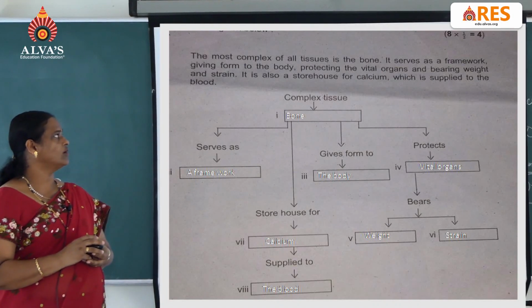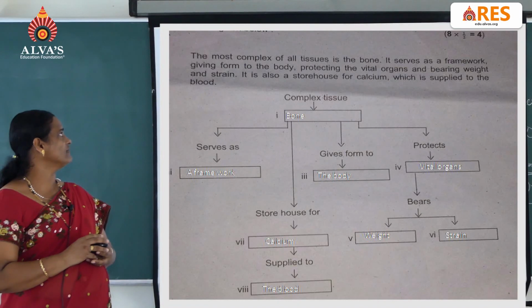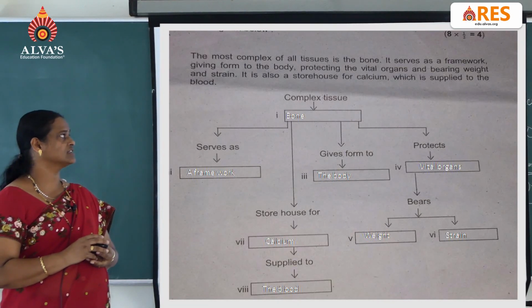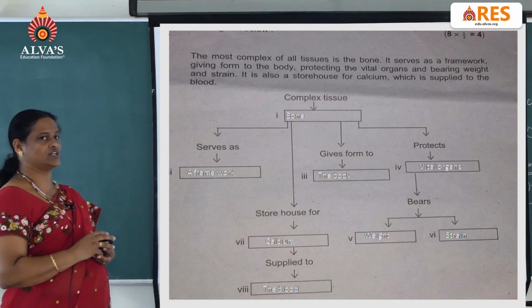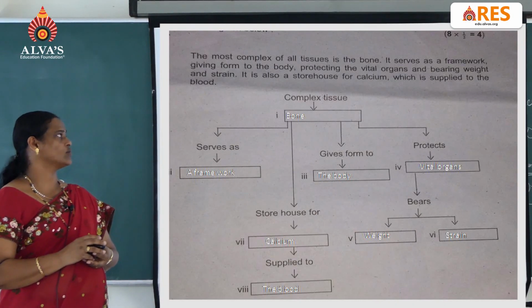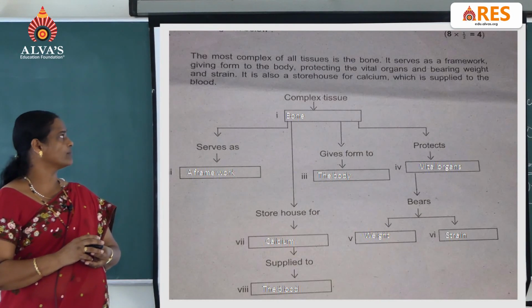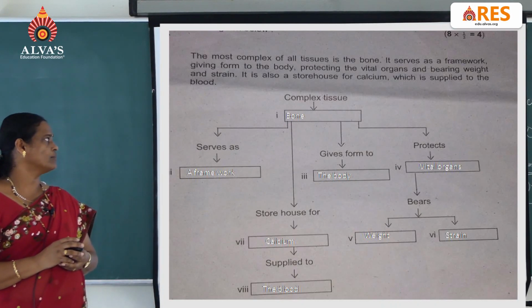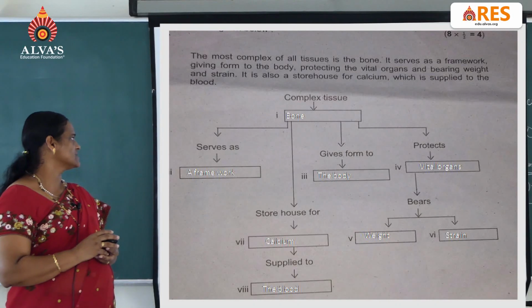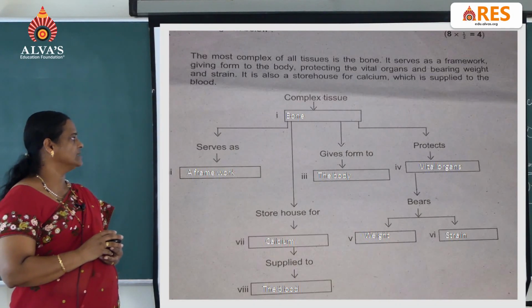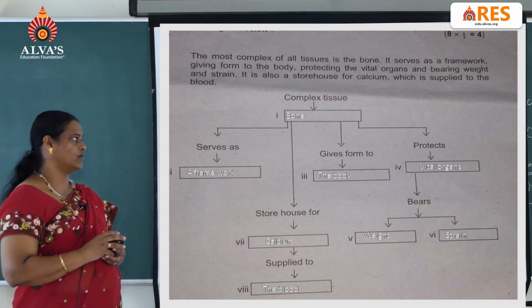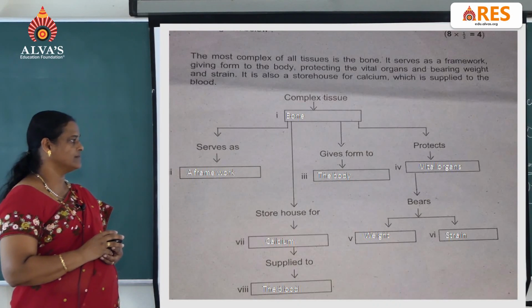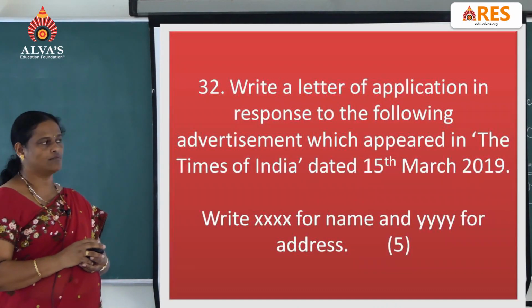The most complex of all tissues is the bone. It serves as a framework, giving form to the body, protecting the vital organs and bearing weight and strain. It's also a storehouse for calcium, which is supplied to the blood. Now the boxes are like this. Complex tissue, that is bone, serves as a framework. Then bone gives form to the body, protects the vital organs, bears weight and strain, and bone is the storehouse for calcium supplied to the blood.